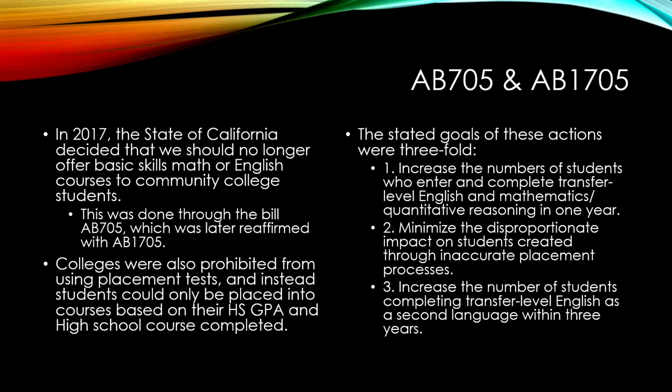The stated goals of these actions were threefold. One, increase the number of students who enter and complete transfer level English and mathematics within 1 year. Two, minimize the disproportionate impact on students created through inaccurate placement. And three, increase the number of students completing transfer level English as a second language within 3 years. Those were the three goals. For math, those first two were the biggies.